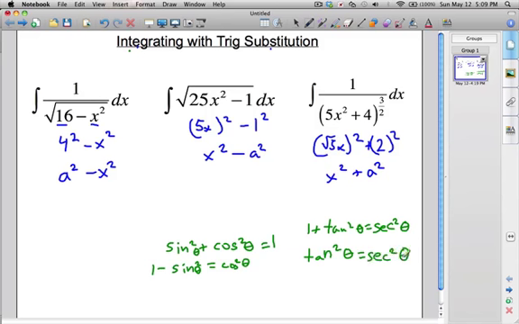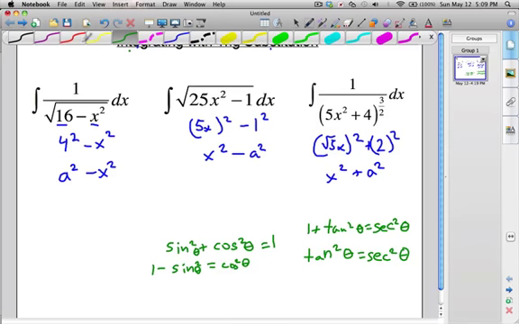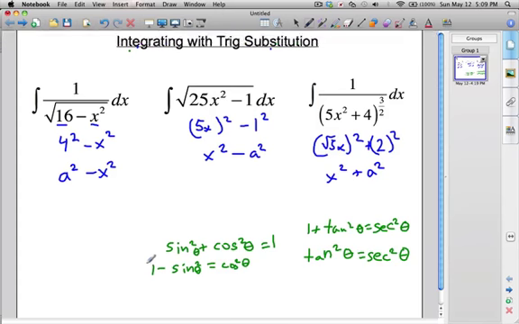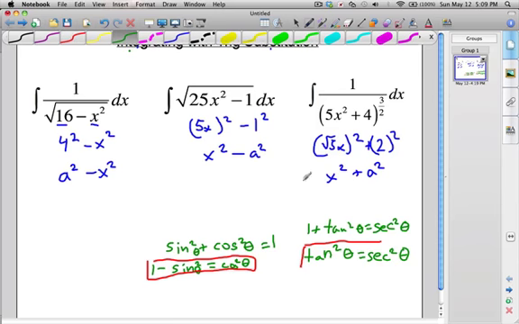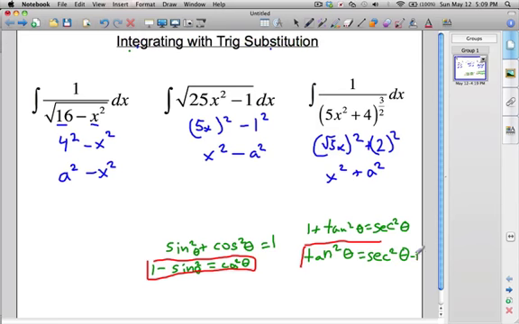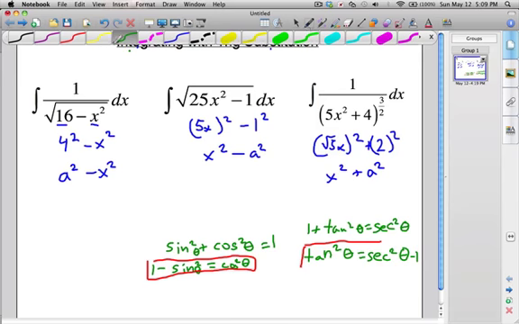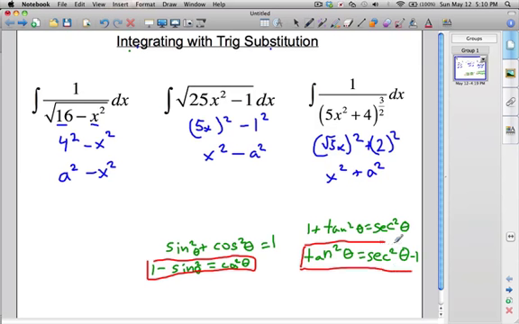So what we're going to do in trig substitution is take one of these identities. Well, I think I missed something here. It's supposed to be a minus 1 there. So what we can do is use these three trig identities to do some trig substitutions.